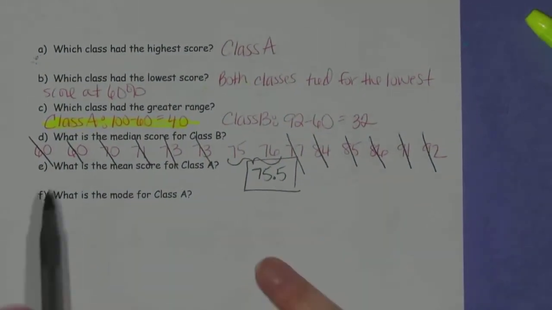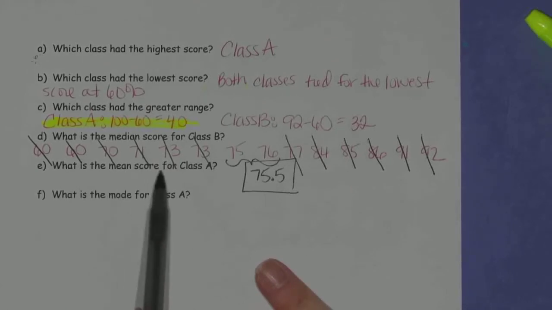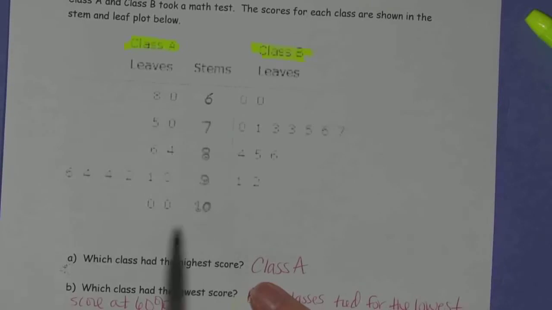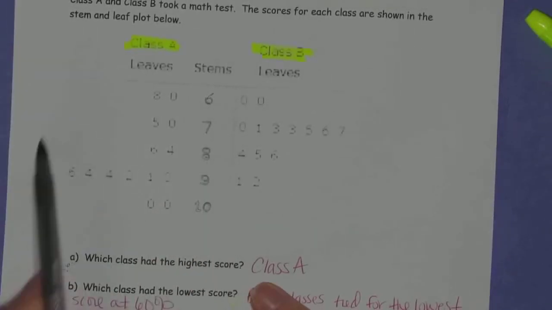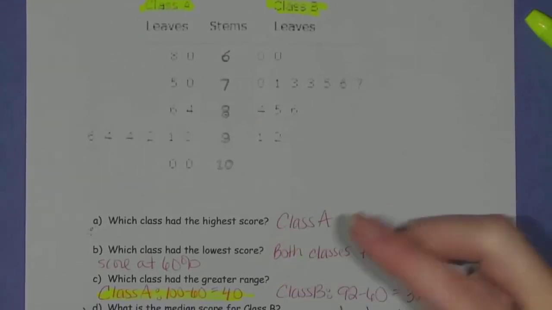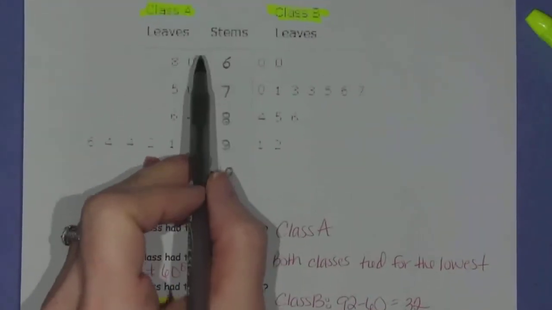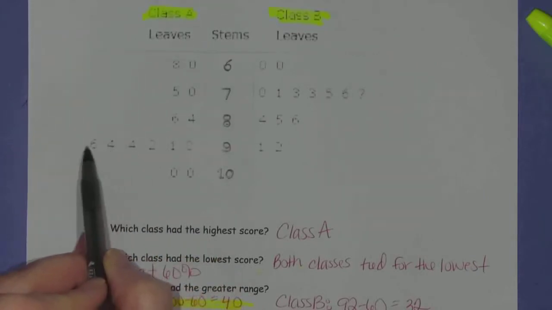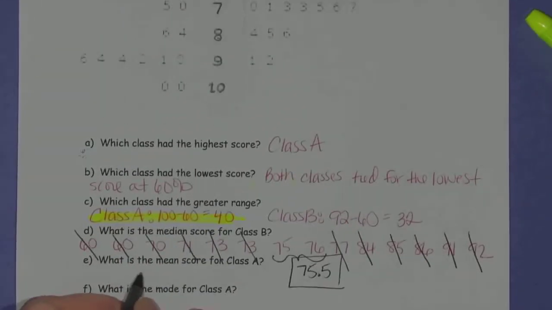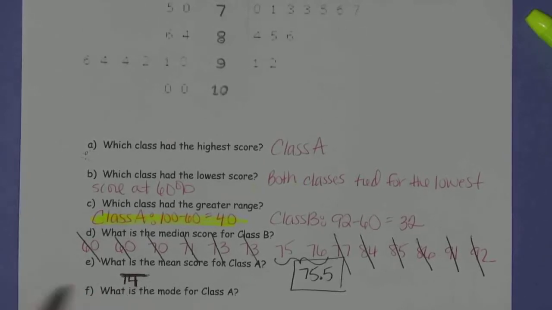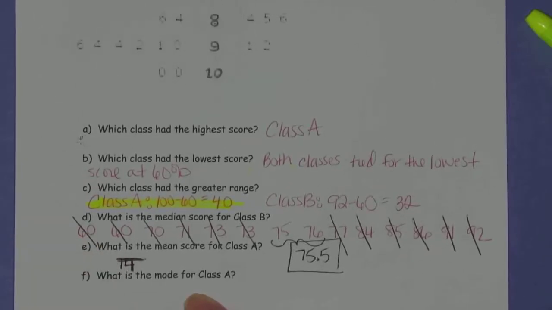Letter E. What is the mean for Class A? Okay, the mean for Class A means I have to add all these scores up and divide by how many I have. Well, let me count here. I've got 1, 2, 3, 4, 5, 6, 7, 8, 9, 10, 11, 12, 13, 14. So I've got division by 14 because that's how many students took the test. And now I got to find my sum. So I'm going to add all of these up.